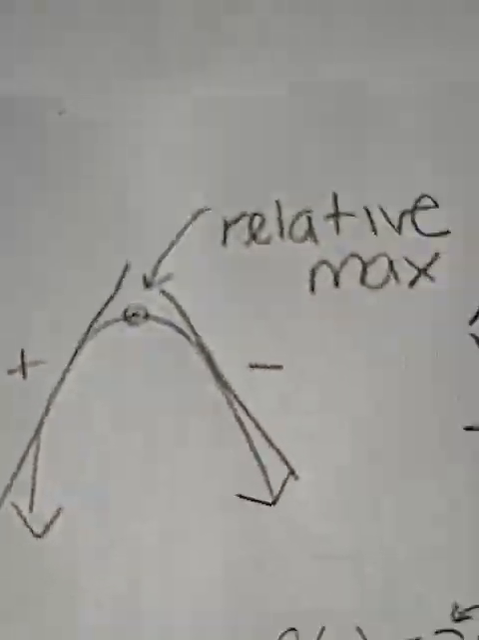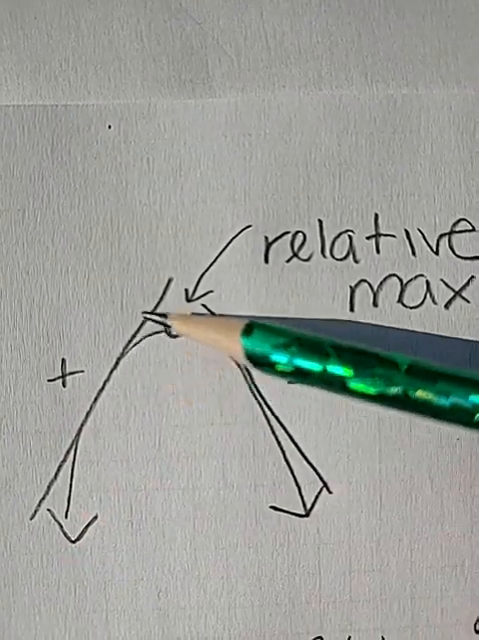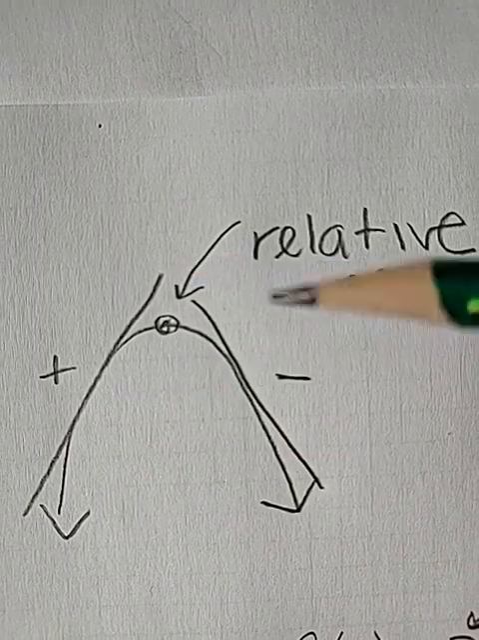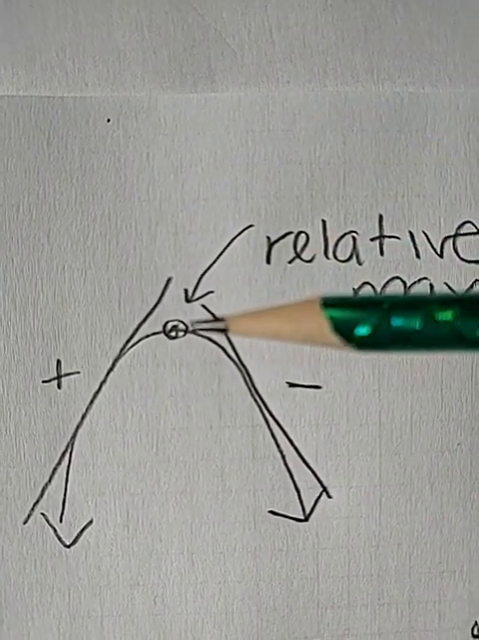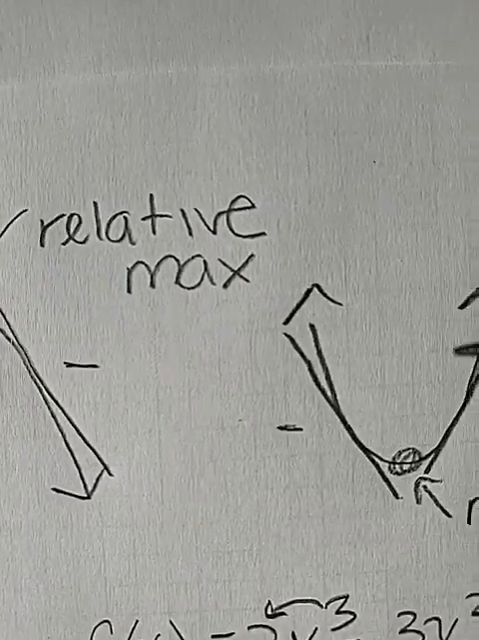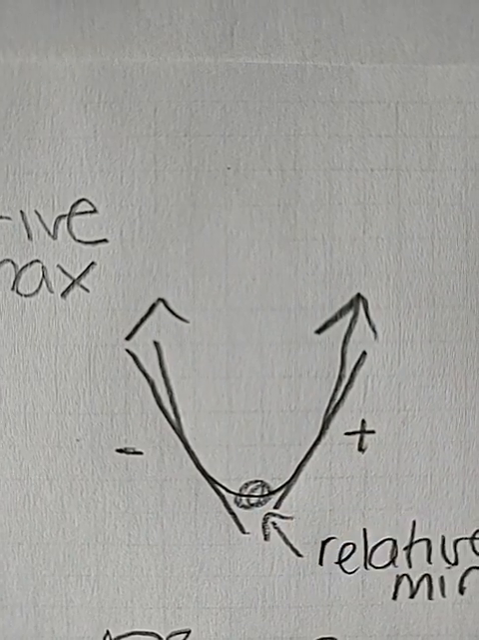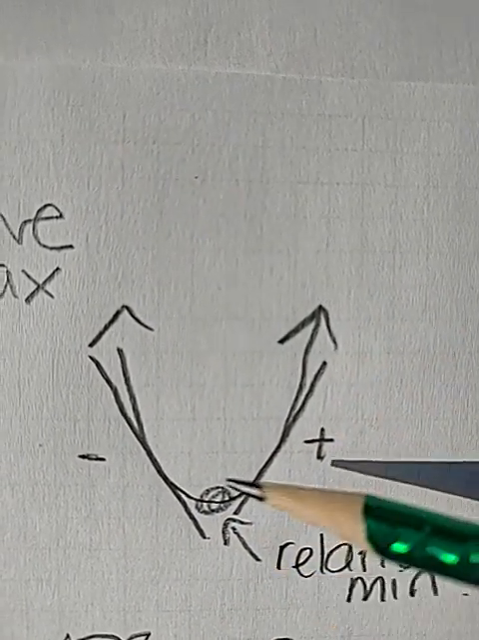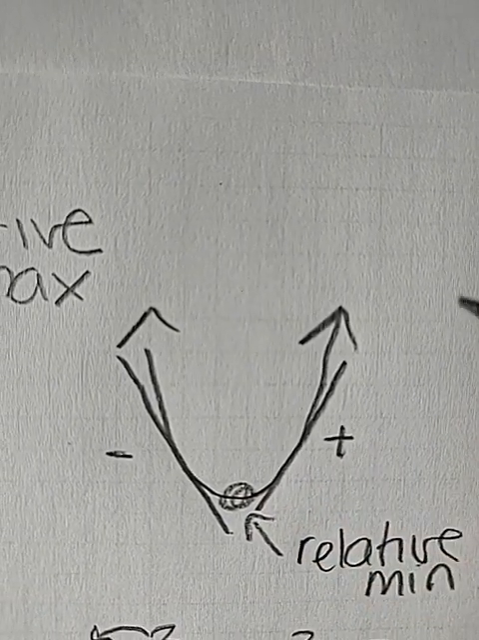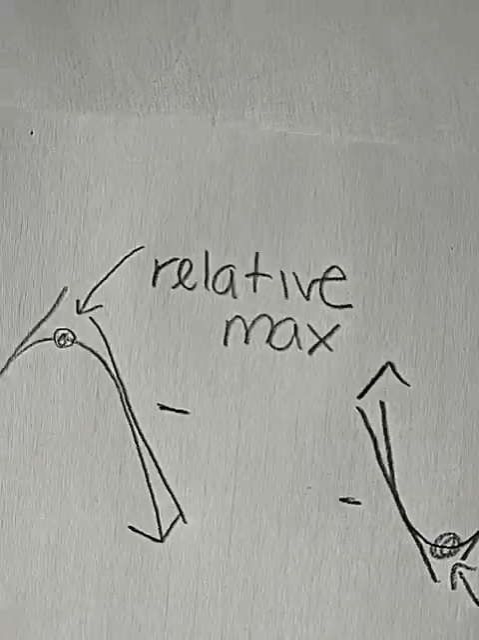Okay, so first off, the first derivative test tells us that if the slope goes from being a positive value to being a negative value, at this point, I will have a relative maximum. Likewise, if the slope goes from a negative slope to a positive slope, I'll have a relative minimum. And if there's no change in the signs, then I won't have a relative minimum or a maximum.